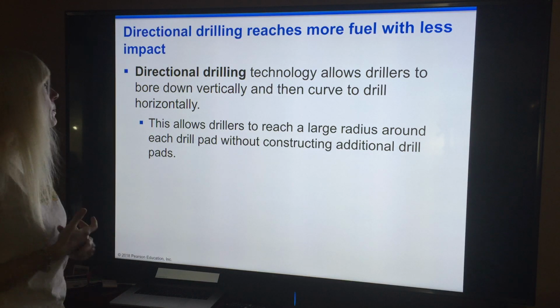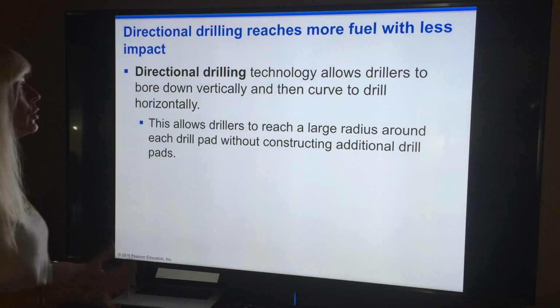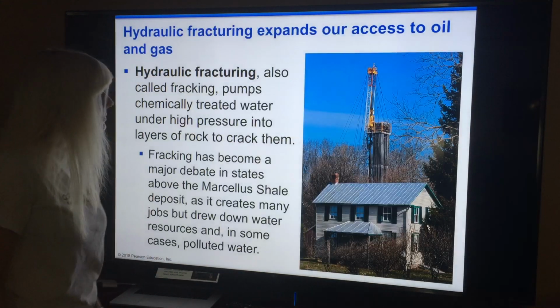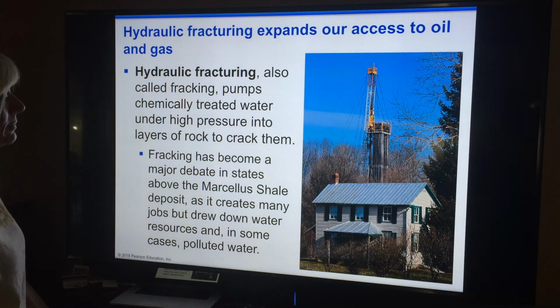Oklahoma had some fun with this too. This allows drillers to reach a large radius around each drill pad without constructing additional drill pads. Nice. Who doesn't want that in their backyard?